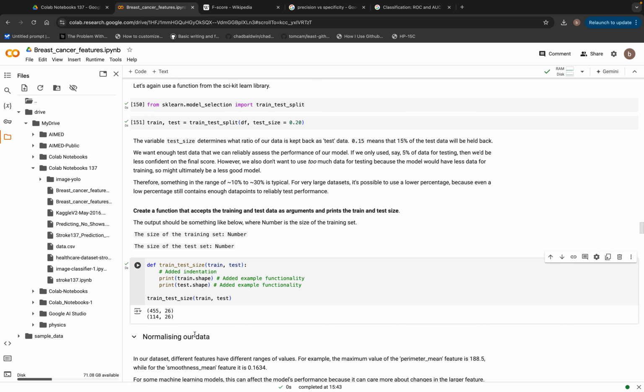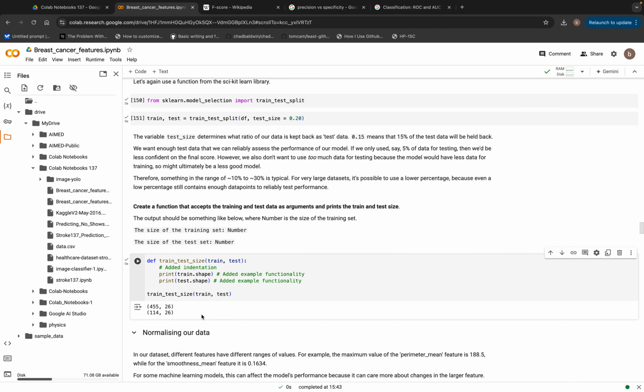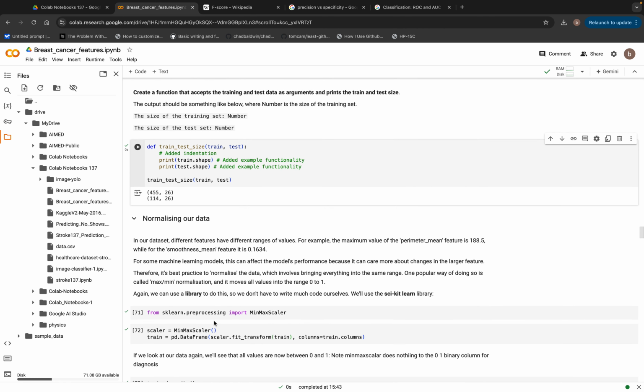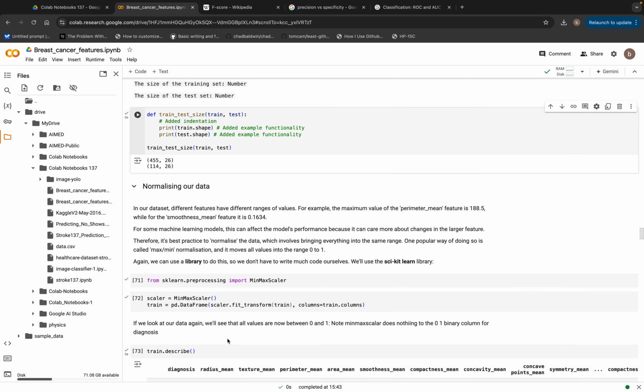We can now look at the shape of these things. So these are two things. We have a training set, which is going to have more for training, and then testing. There'll actually be 114 slides for testing and 455 slides for training. So that's actually pretty good. That's approximately 20%.